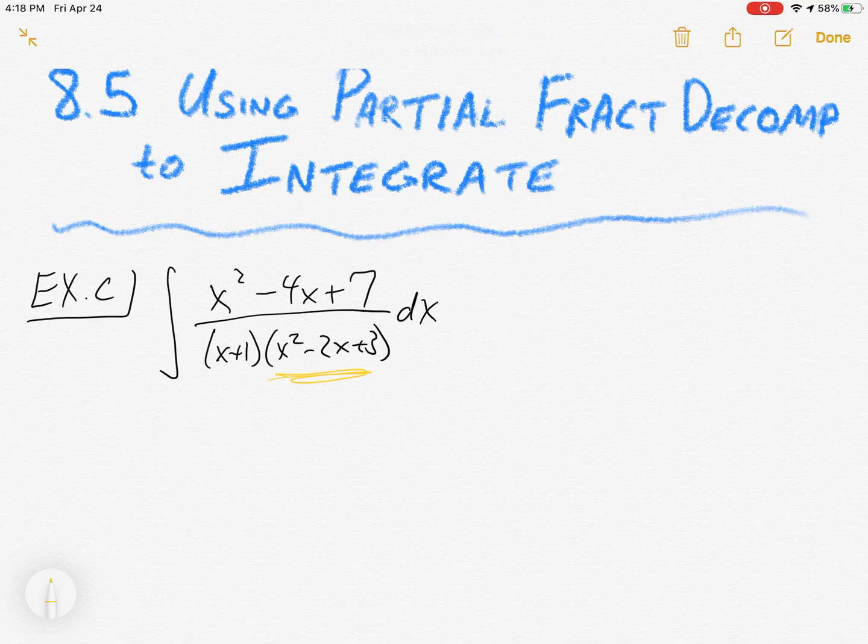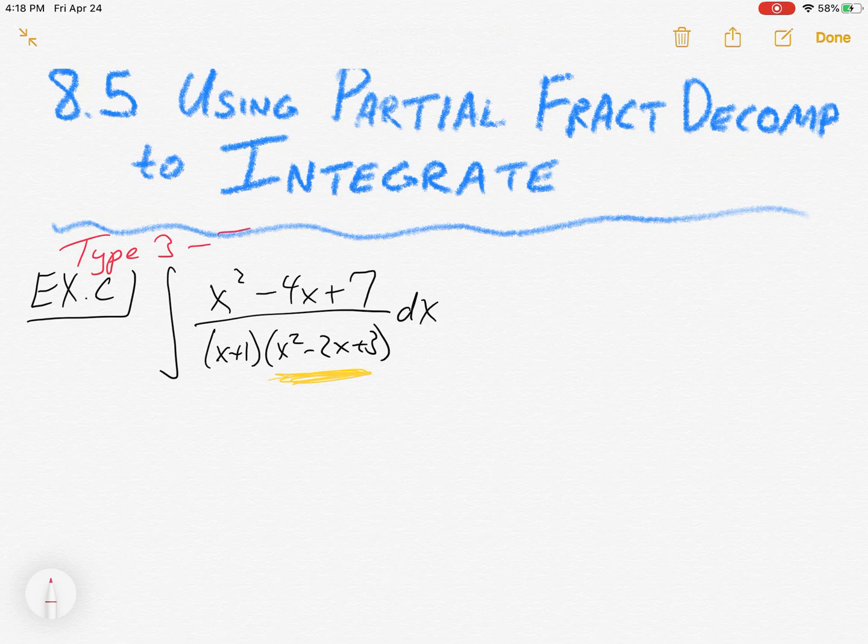This part here can't. I wanted to make that yellow. That part there can't be factored. As much as you want to try to factor it, signs just don't work it out. So we're going to jump right into partial fraction decomposition. It's already in a factored state.